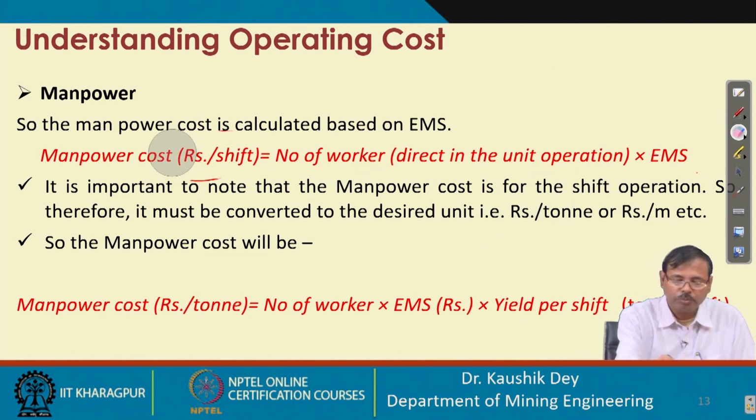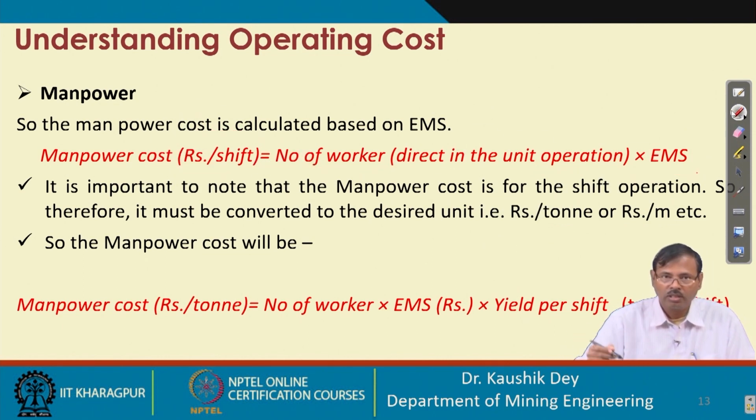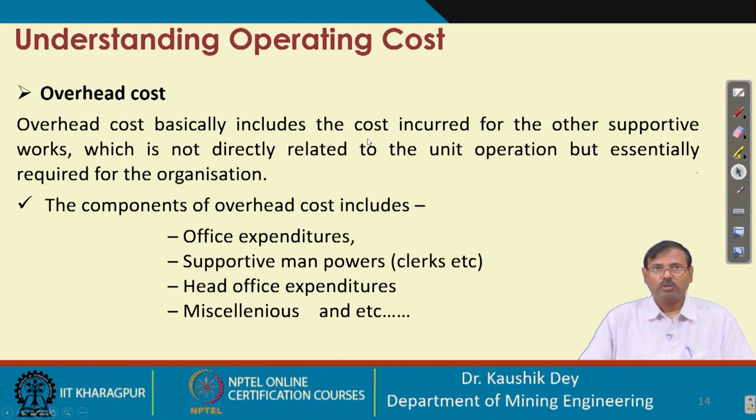So, for that we have to convert this manpower cost into rupees per ton. So, we have to multiply the same with the yield per shift. This yield per shift will basically give us the conversion of the manpower cost from rupees per shift to rupees per ton. So, in this way we calculate the manpower cost.